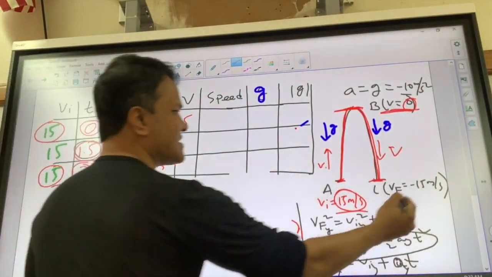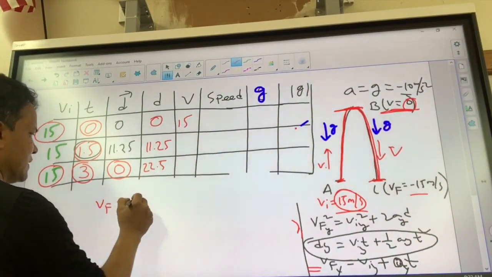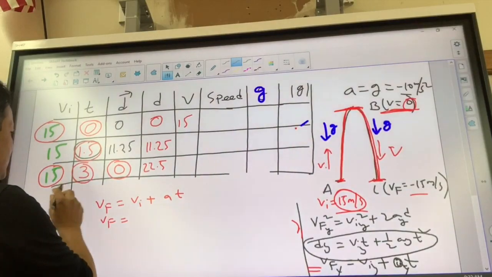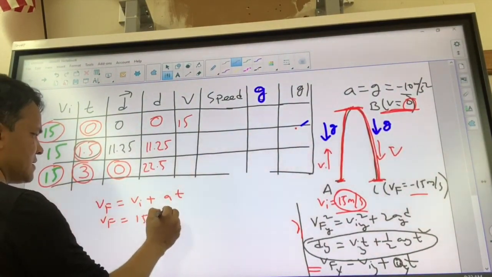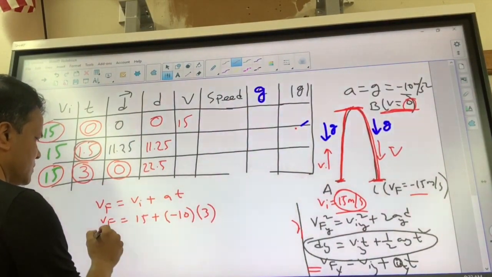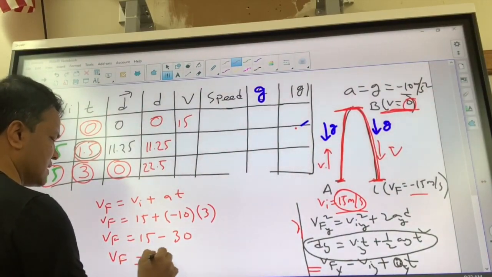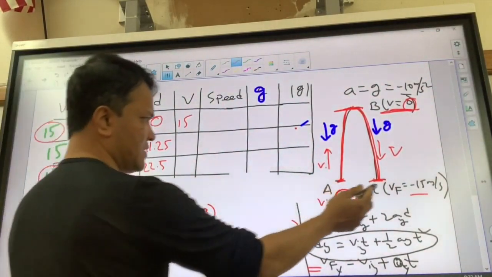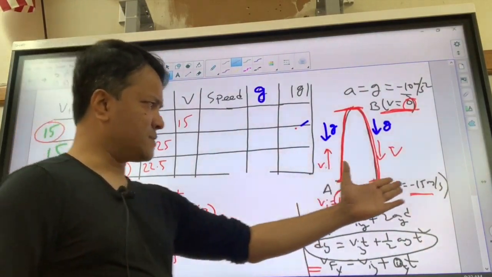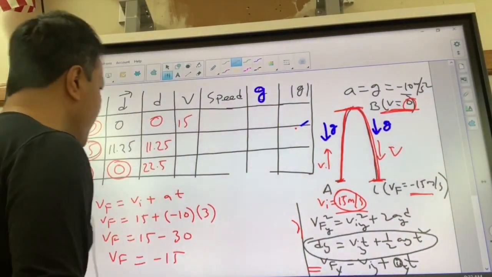Now I said that this one is negative 15. Now let's prove that. Vf is equal to Vi plus at. So Vf is equal to Vi, of course 15, plus negative 10 times 3 seconds. So Vf is 15 minus 30. So Vf is negative 15. So that's the reason this is negative 15. Why negative 15? Because this has to be equal in magnitude but opposite in direction.